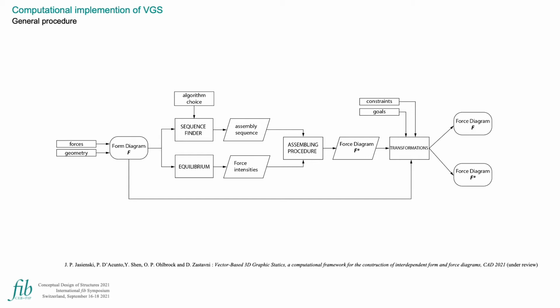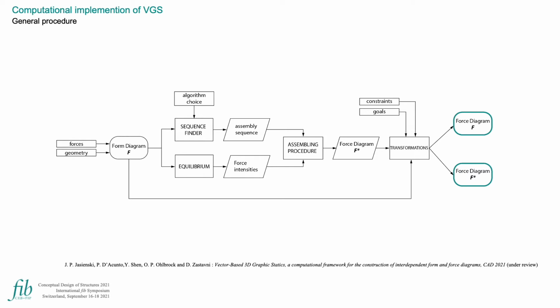The general procedure of the computational implementation of vector-based graphic statics is as shown on this figure. First, a form diagram F is generated from structural geometry and a set of forces. At the same time, two procedures are carried out. On one end, the equilibrium solver determines the intensity of all the forces in the structure, and on the other end, an algorithm determines the assembly sequence for the forces. These two sets of data are used in the assembling procedure that assembles the nodal force polygons into one complete force diagram. Afterwards, transformation of both diagrams can be done. The two interdependent form and force diagrams are modified according to the transformation that is carried out on the other.